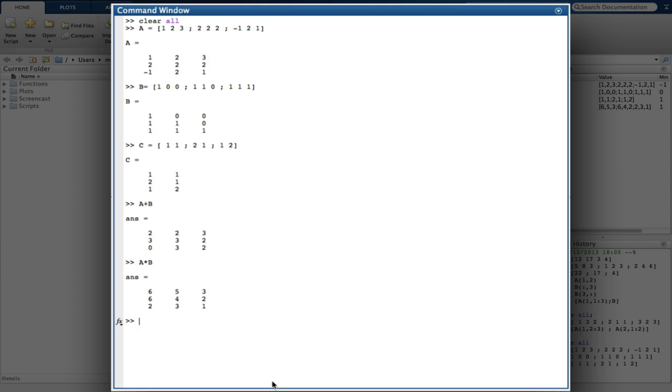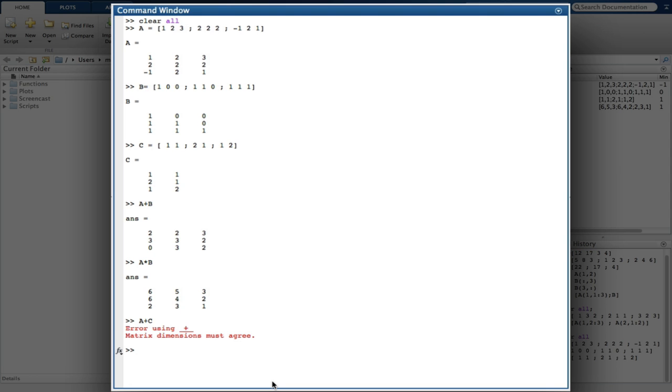We can only perform the matrix multiplication of these two matrices if the number of columns in the first matrix equals the number of rows in the second. We're asked to add A to C. This returns an error because A and C are matrices of different dimensions.